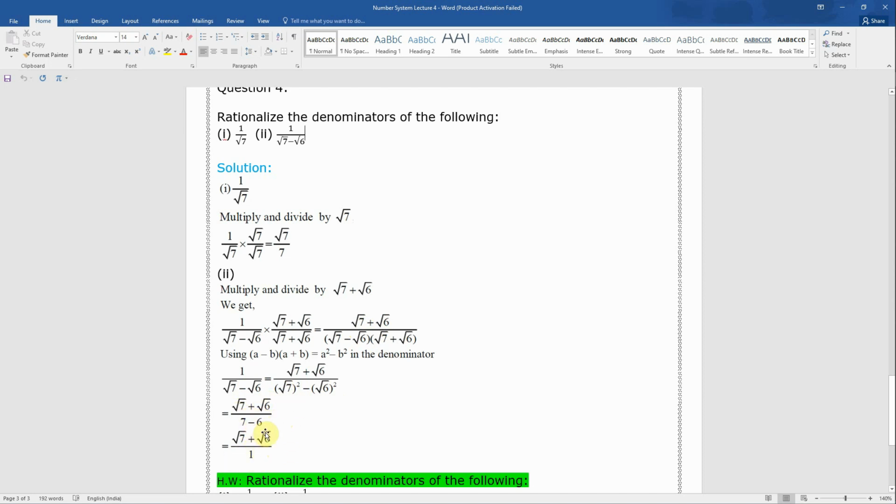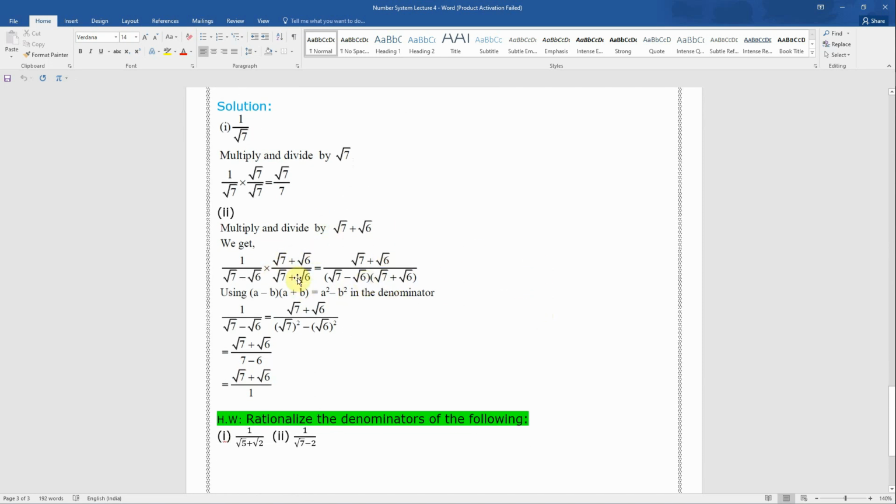So once again, we have successfully rationalized the denominator, but the numerator remains irrational. We cannot remove that. So these kind of sums are called rationalization.